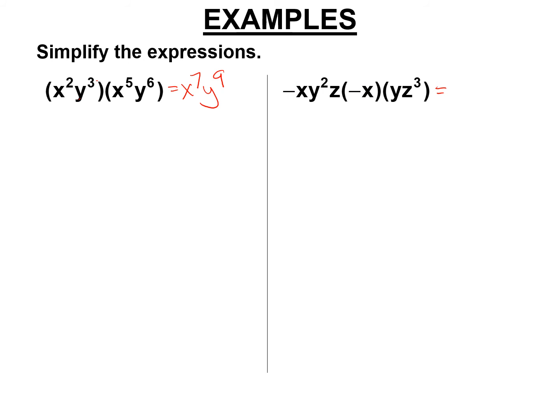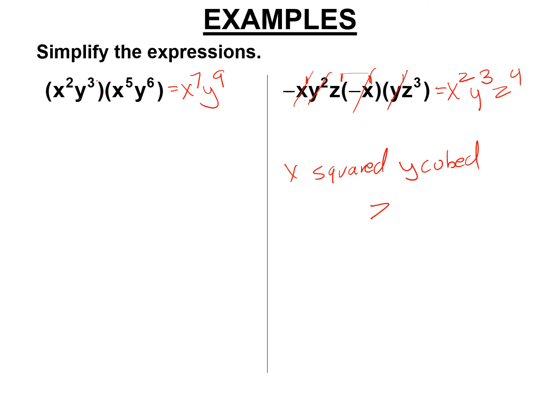Now, you might want to put the ones above the x's. X times x is x squared. We've done that part. I'm going to cross those out. Y squared times y is y cubed. Z, right, that's z to the first times z cubed is z to the fourth. And how you would say that is x squared y cubed z to the fourth. You don't need to say the word power. And that is much simpler than what we started with. Two negatives multiply to make a positive, still.